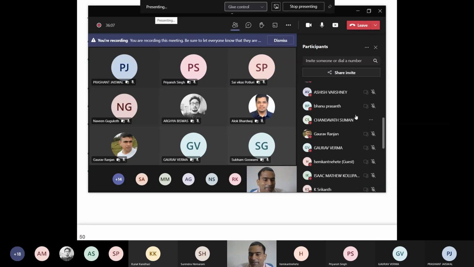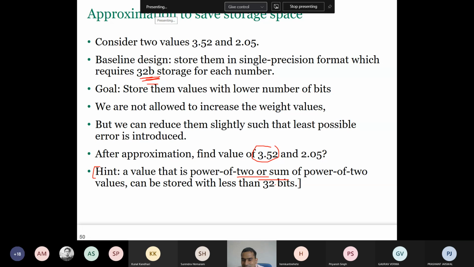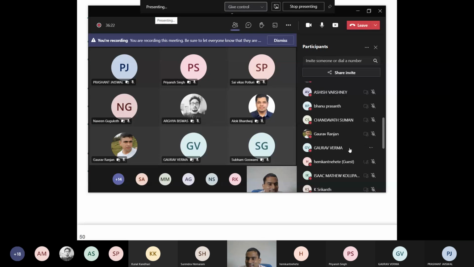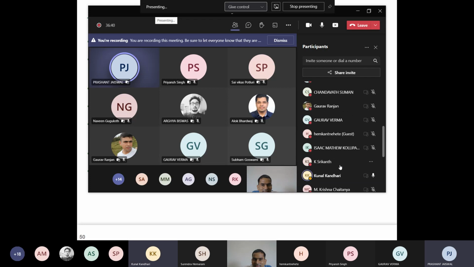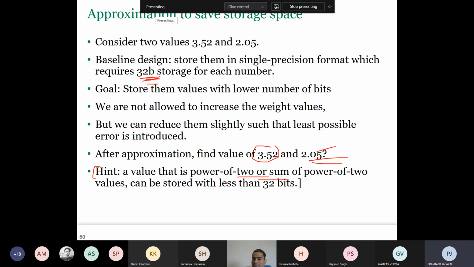Gaurav Ranjan? Think of a number which is a sum of powers of 2 and is smaller than 3.52. For 2.05, I'm sure it is extremely easy. Find a number which is a power of 2 or a sum of powers of 2, which is just smaller than 2.05. Anybody? So 2 to the power 1. Yes, for 2.05, you can just store it as 2.